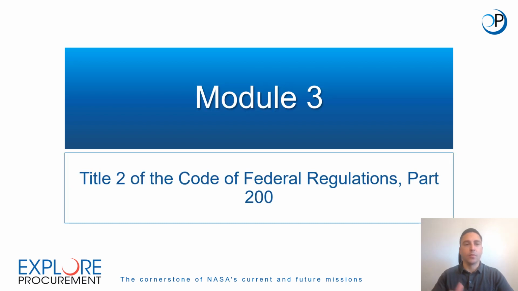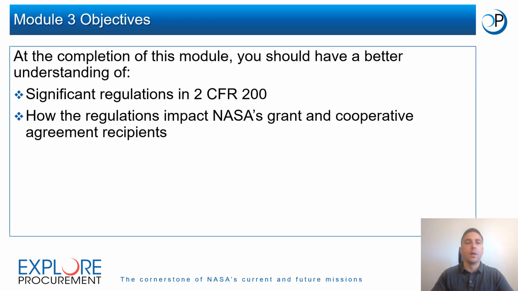Module 3. So Module 3 addresses Title 2 of the Code of Federal Regulations, Part 200, or 2 CFR 200, which contains the most requirements for federal agencies and award recipients. At the completion of this module, you should have a better understanding of the most significant regulations in 2 CFR 200 and how the regulations impact NASA's grant and cooperative agreement recipients.